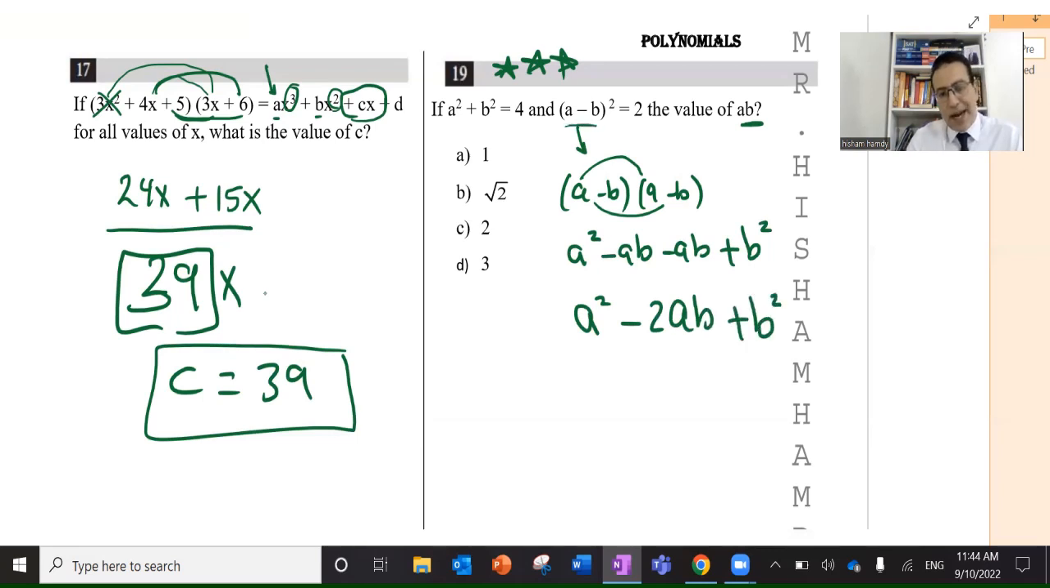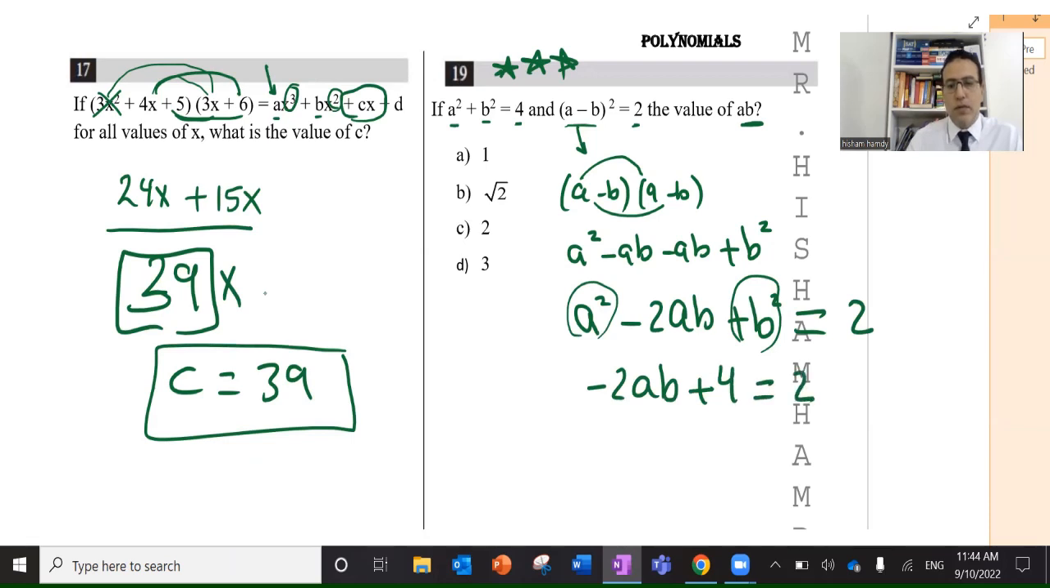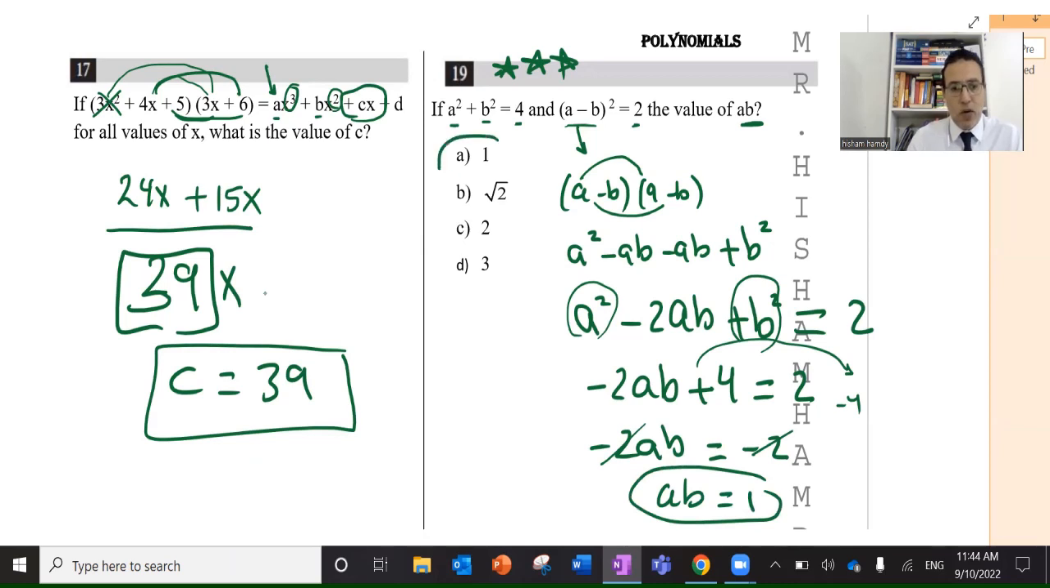It says that this bracket is equal to 2. And it says that a squared plus b squared is equal to 4. So I will replace a squared and b squared and write 4. So negative 2ab plus 4 is equal to 2. By moving positive 4 to the other side, negative 2ab is equal to 2 minus 4, negative 2. By dividing by negative 2, ab is equal to 1. So what he's looking for is equal to 1.